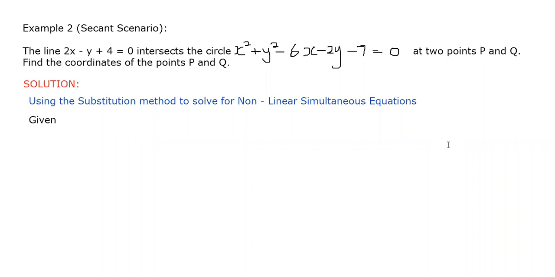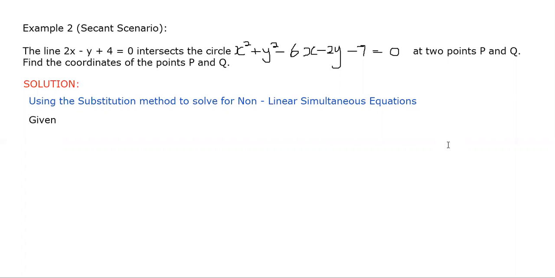This video presents the second scenario to determine the points of intersection of a circle and a straight line. The line 2x minus y plus 4 equals 0 intersects the circle, the equation of the circle, x squared plus y squared minus 6x minus 2y minus 7 equals 0, at 2 points P and Q.